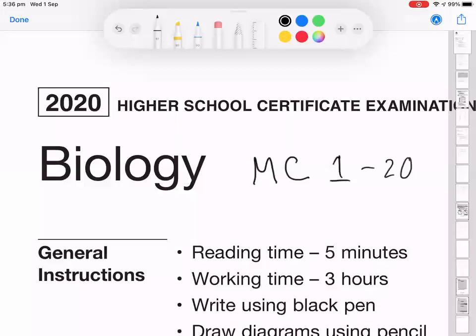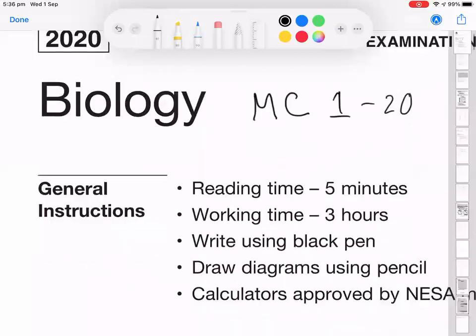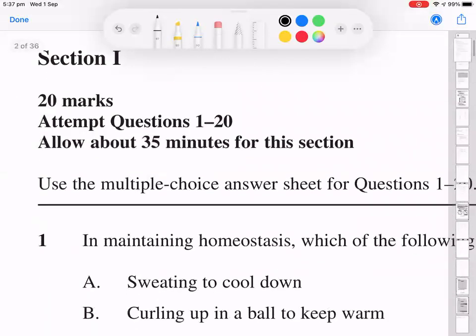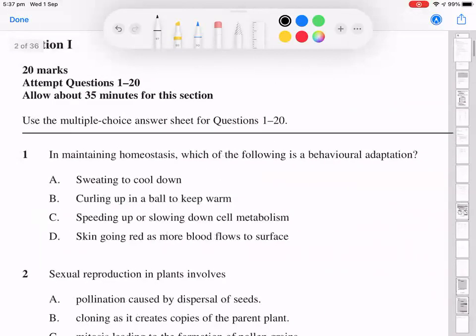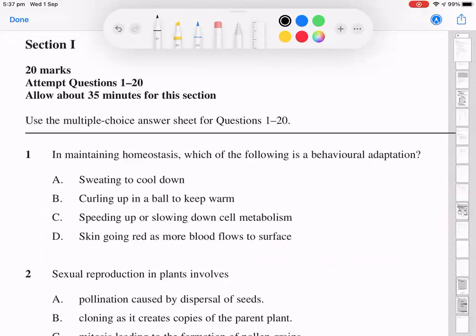So we have the 2020 HSC Biology paper, question 1 to 20. For this, our first question is looking at homeostasis. And essentially, it's looking at a behavioral adaptation. So what we're concerned with is going to be something that you can do voluntarily, and it's also what you do naturally. So in this case, option B will be correct, because this will help you stay warm. So it's an example of homeostasis for temperature.